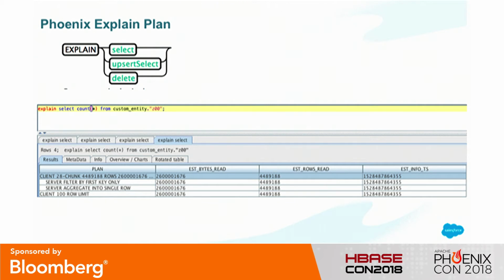One thing to note here is that the estimated number of bytes read is always a multiple of guidepost width. That is, accuracy can never be more granular than guidepost width. So that's another factor when we decide the optimal guidepost width for a given table.